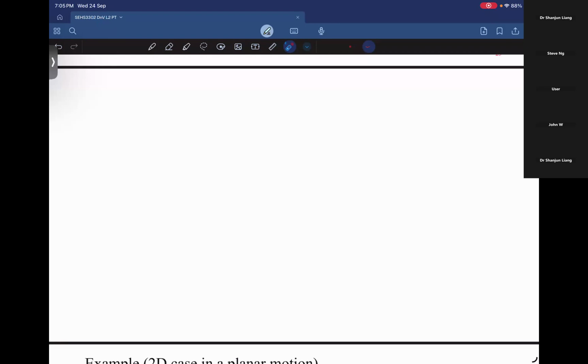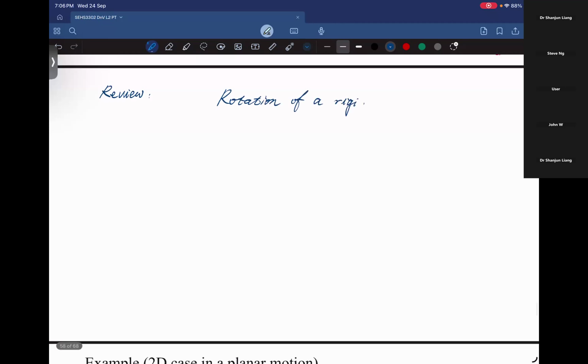So before we start, we have a brief review. We have learned the rotation of a rigid body, right? This is what we are learning. And what we did is given the angular something to find something, right? For example, there are two things, right? Angular velocity.